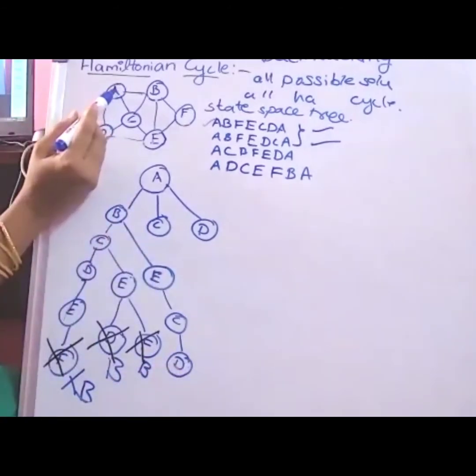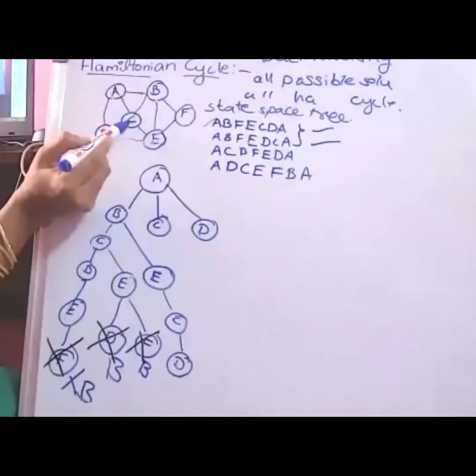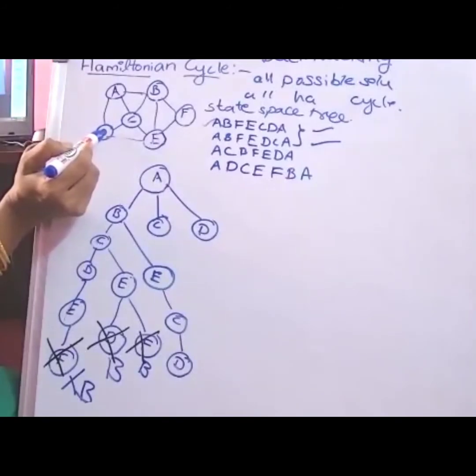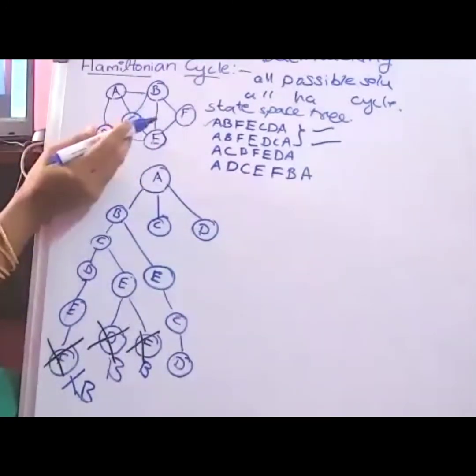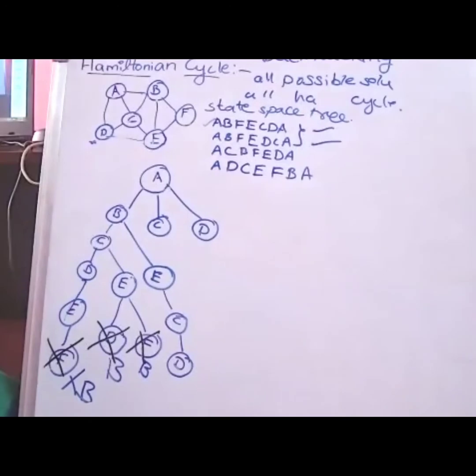So now it has covered A, B, E, C and D. Is there any unvisited vertex in this graph to visit, to find the Hamiltonian cycle? F. Is there any connectivity from D to F directly? There is no path from D to F to visit that vertex. So it is also not satisfying the boundary condition of visiting all the vertices. So it is also not a possible solution.